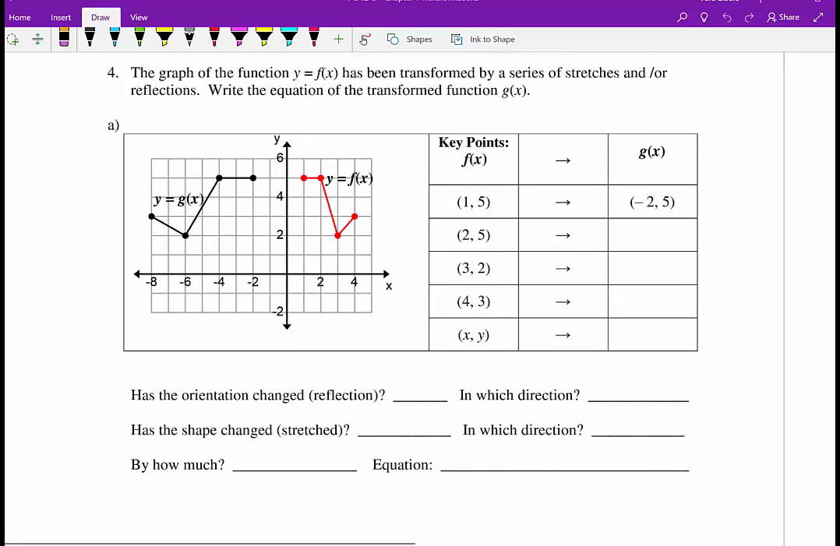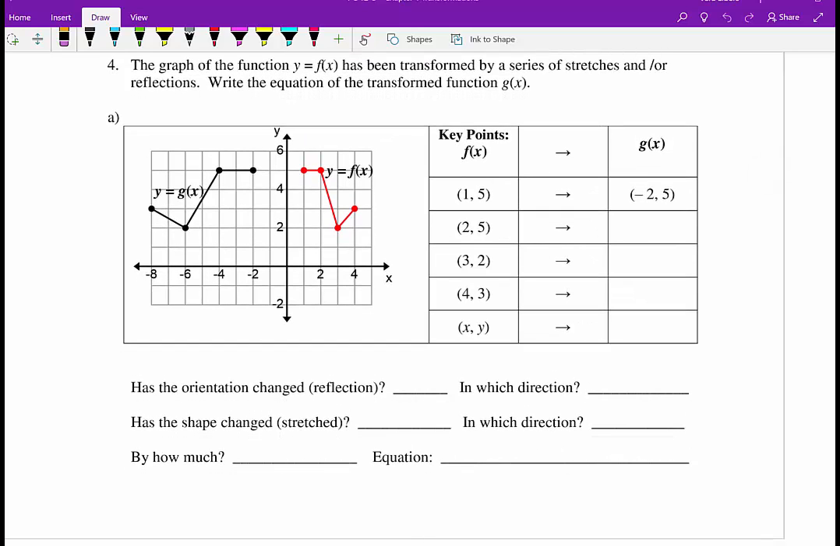Okay, so in this video we're doing example number 4. The graph of the function y equals f of x has been transformed by a series of stretches and/or reflections. Write the equation of the transformed function g of x. Okay, so the red one is the original one and the black one is the transformed one.